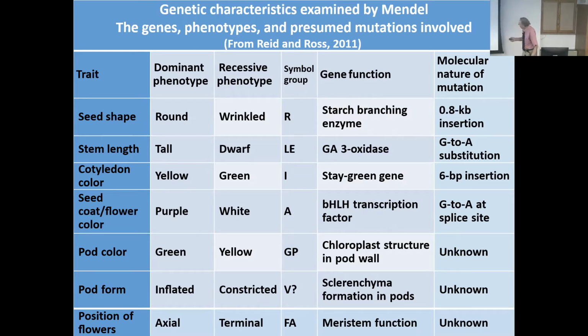So here are Mendel's genes, or the traits. Here are the different phenotypes. Here is what we know the genes are. Here is the change at the molecular level, but there are still 3 genes that Mendel worked on that we don't really know what they are. But many of the others we know, round versus wrinkle, tall versus dwarf, etc.